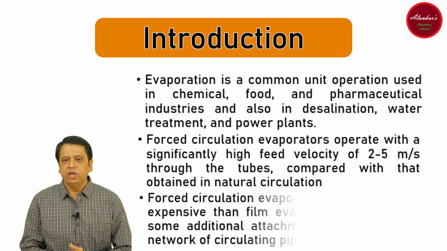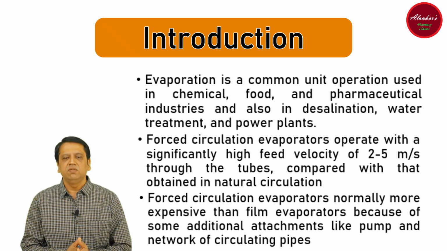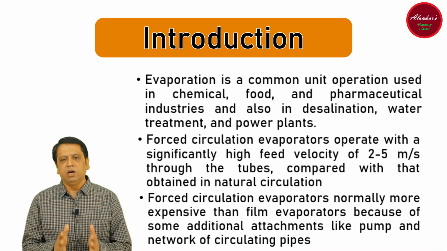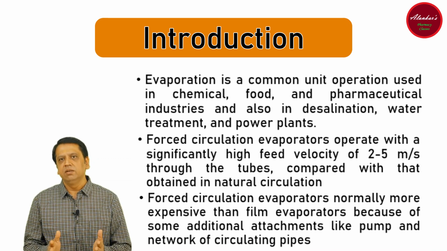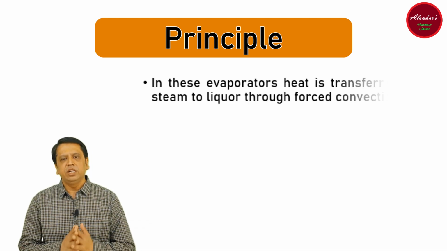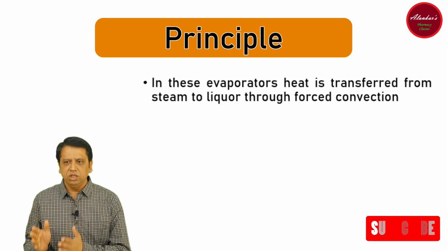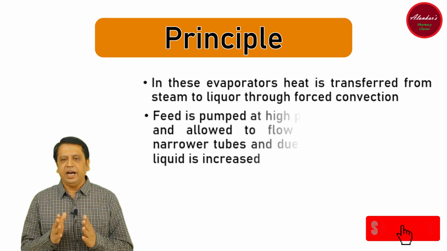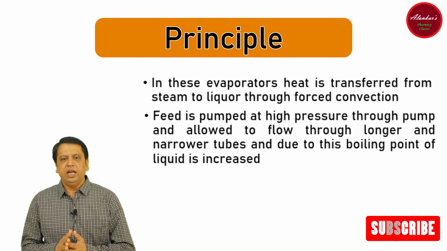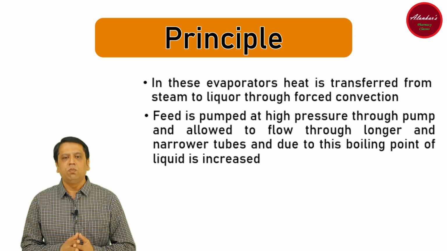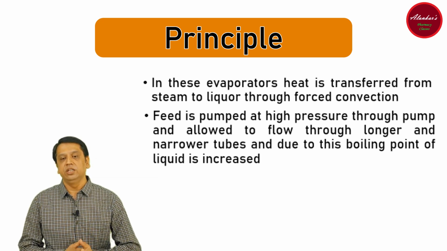Forced circulation evaporators are normally more expensive than film evaporators because of some additional attachments like pump and network of circulating pipes. Regarding its principle, in these evaporators, heat is transferred from steam to liquor through forced convection. Feed is introduced at high pressure through pump and allowed to flow through longer and narrower tubes, and due to this, boiling point of the liquid is increased.